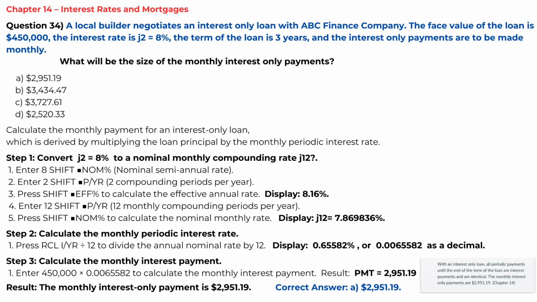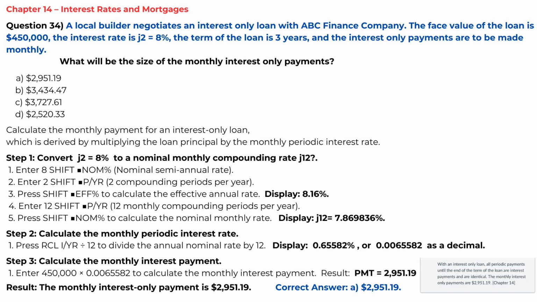Question 34. A local builder negotiates an interest-only loan with ABC Finance Company. The face value of the loan is $450,000. The interest rate is J2 equals 8%. The term of the loan is 3 years, and the interest-only payments are to be made monthly. What will be the size of the monthly interest-only payments?